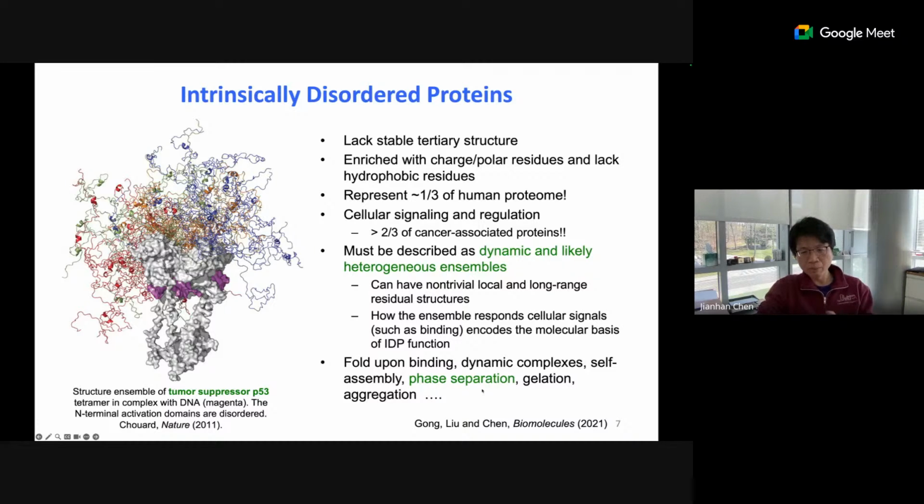And as I briefly mentioned early on, many of the IDPs, after they phase separate, can undergo aging and transitions, right, from a gel, or they can aggregate, etc. So these are really interesting proteins, and they play a really important role in phase separation. And as you can imagine, these are also really complex proteins to describe computationally.